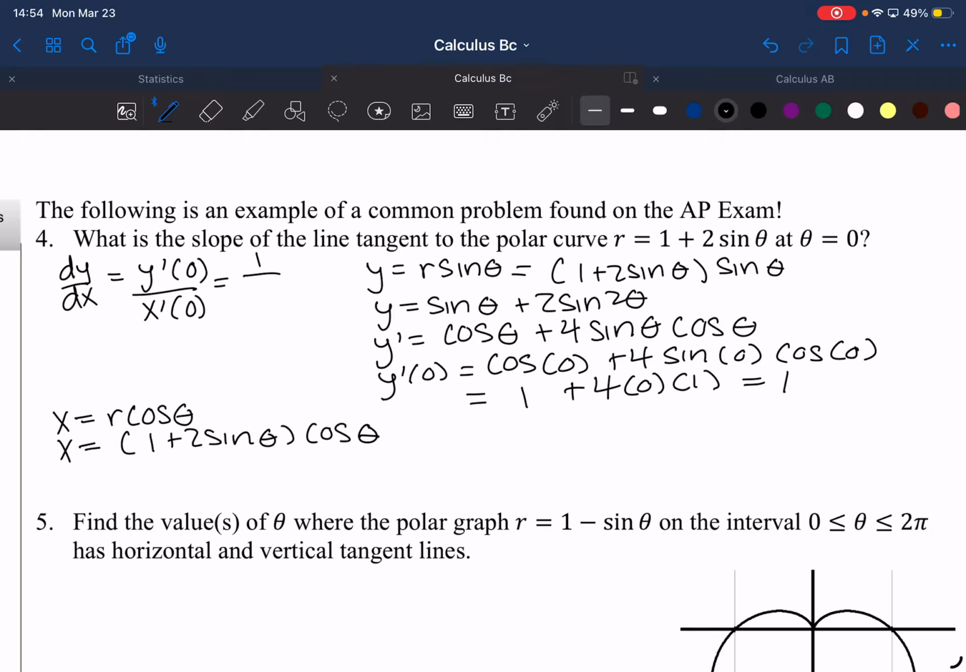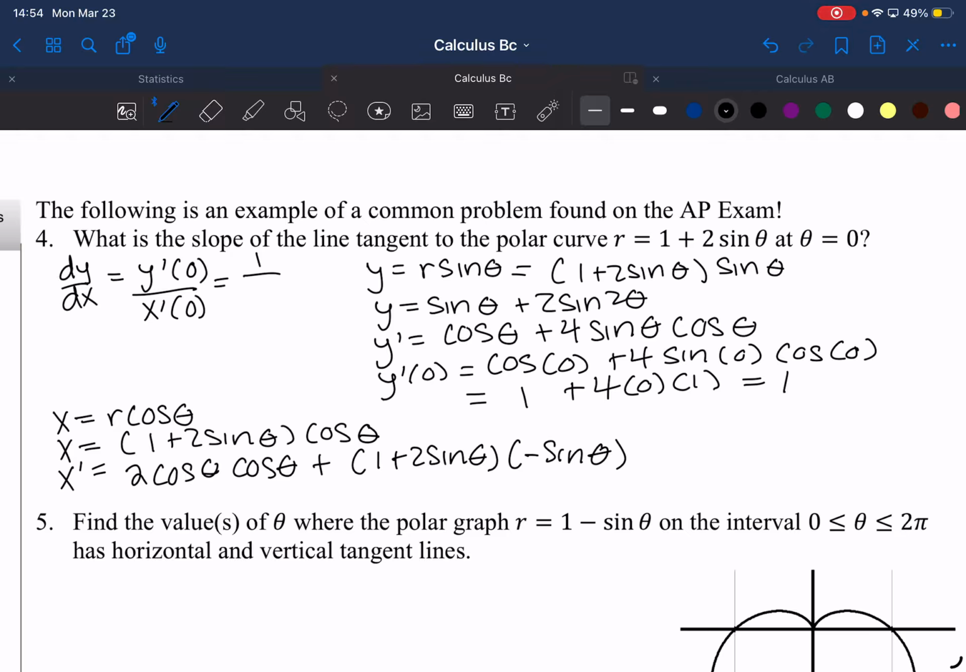Okay, so I have my function, 1 plus 2 sine theta times cosine theta, my other function. So taking the derivative using the product rule, I have 2 cosine theta times cosine theta plus 1 plus 2 sine theta times negative sine theta. So again, using the product rule, f prime g plus f g prime. And then from here, I don't really need to simplify because I don't care about x prime in general. I just want to see the value of when I plug in 0.